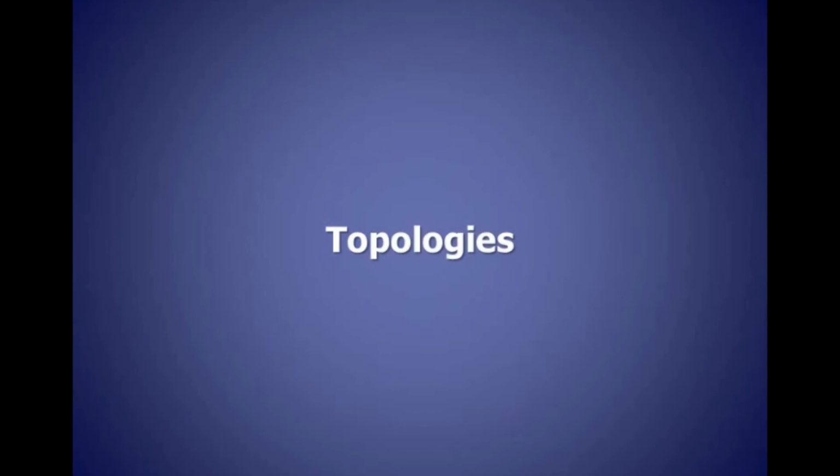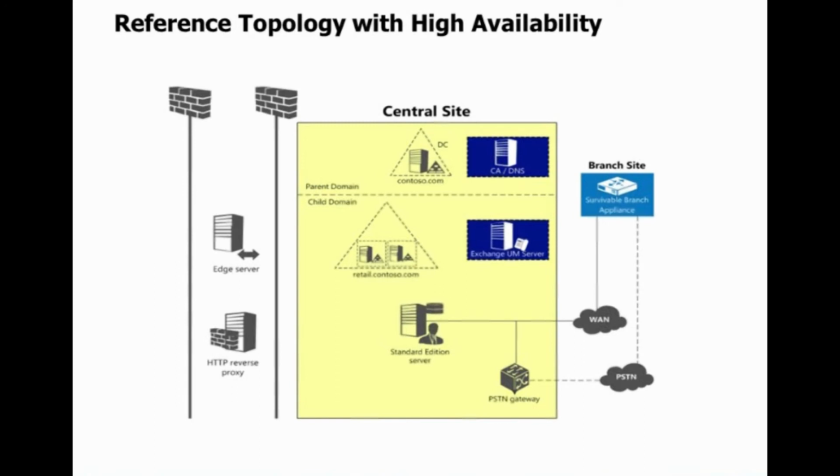Before we wrap up this video, let's take a look at a couple of different topologies, one with the Standard Edition and another with the Enterprise Edition of Lync Server 2013. In our first example of a topology, we have a reference topology without high availability. You'll find this diagram out at TechNet, and it's typically labeled reference topology with limited high availability. I've relabeled it without high availability because it's the standard edition of Microsoft Lync Server.